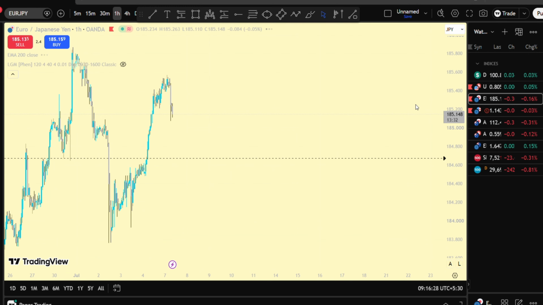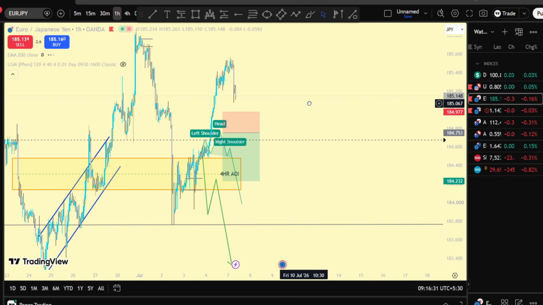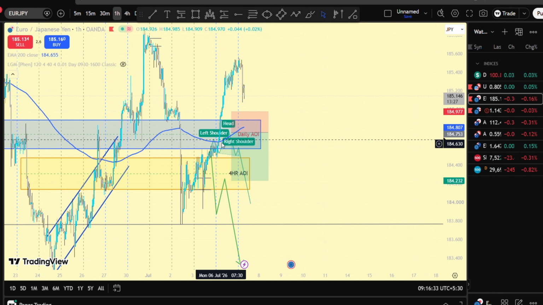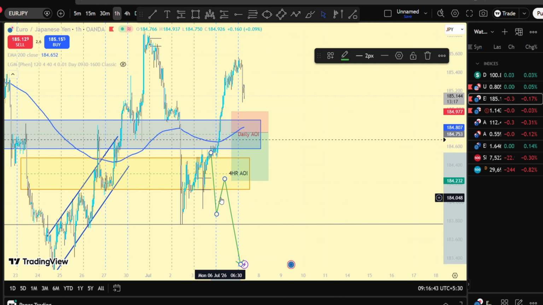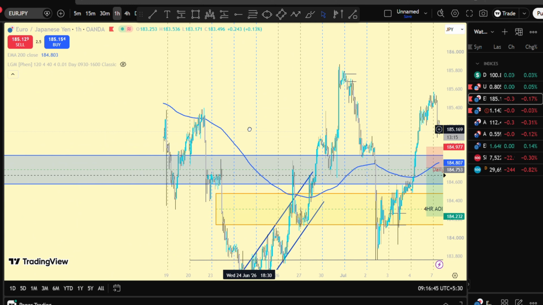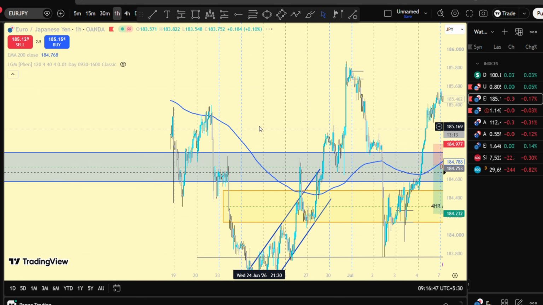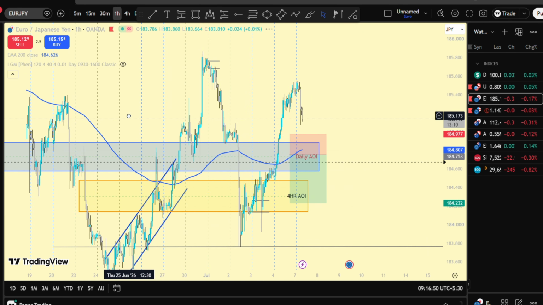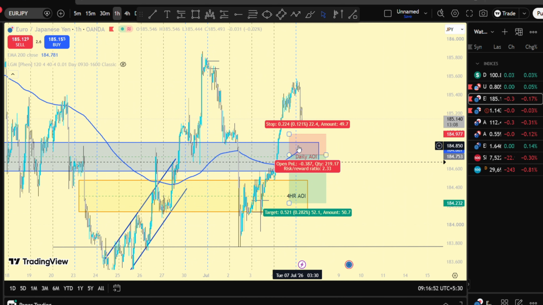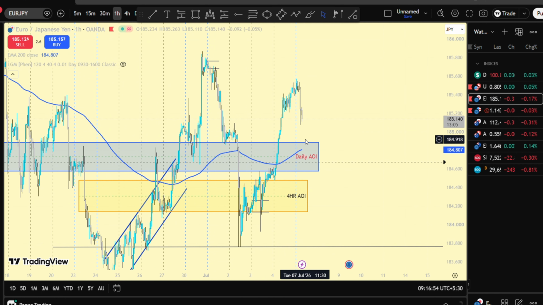And we go to the Euro JPY chart. As you can see, my trade idea invalidated right here. It has broken above the daily area of interest and now it's coming back down. So what we can do is wait for the price to come back down to this area right here and maybe expect a retest from this daily area of interest and take a trade to the upside.